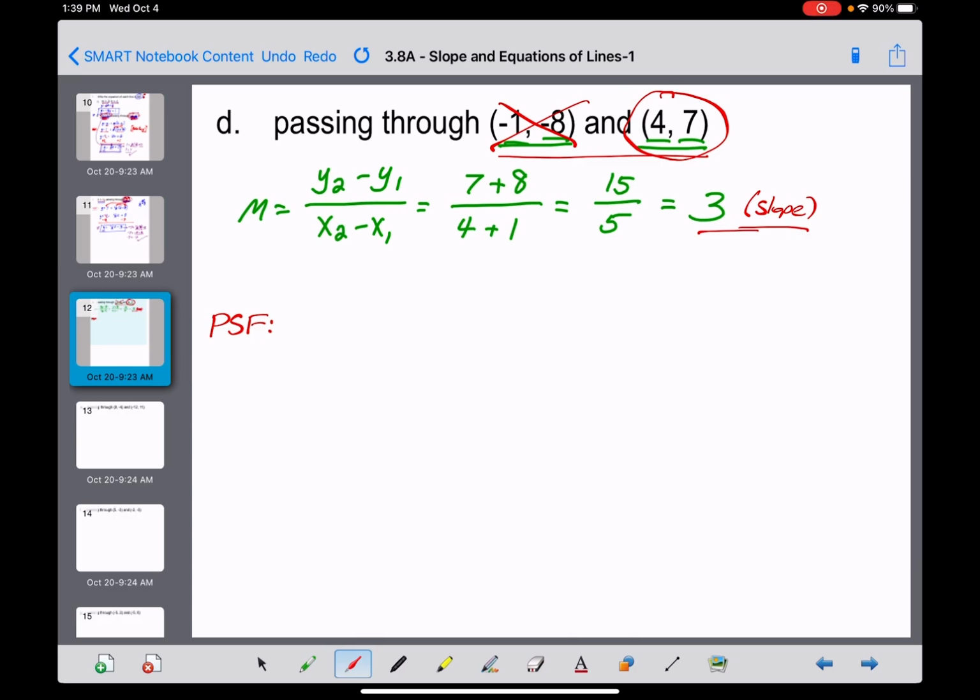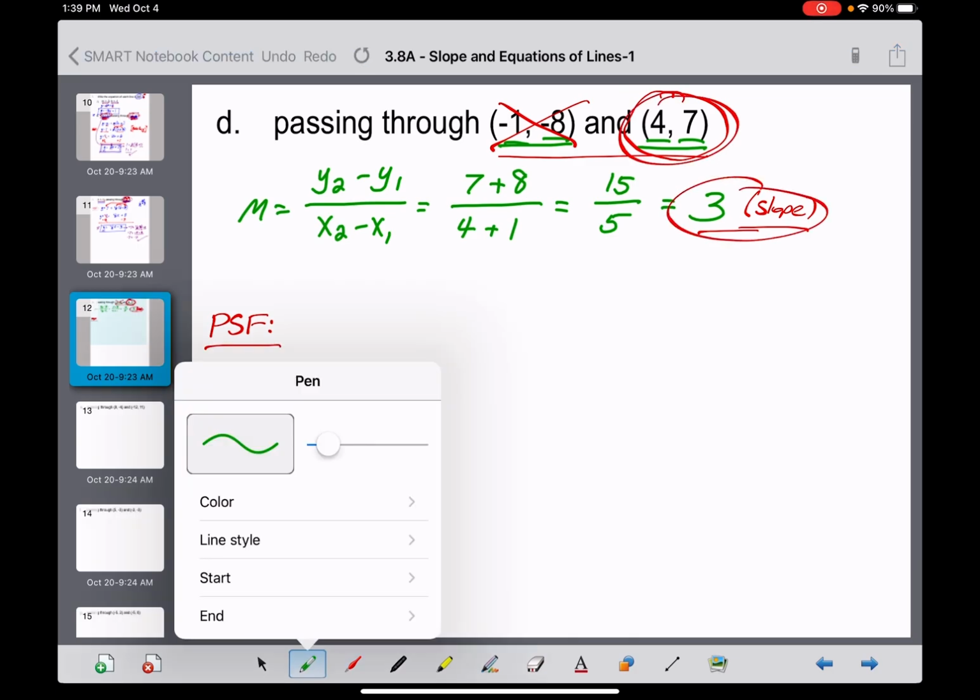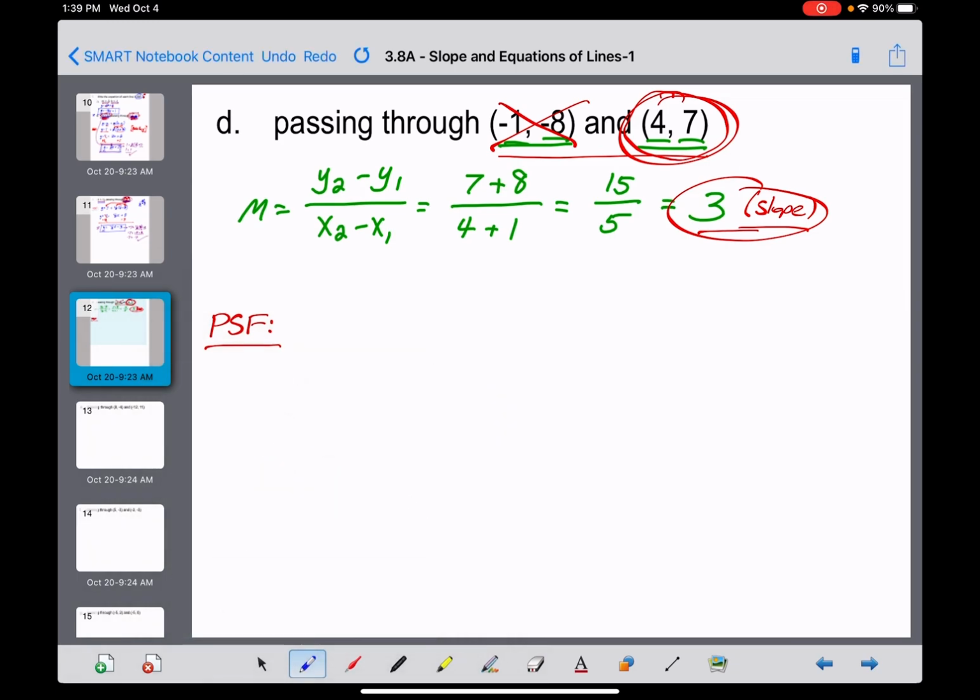So we're going to use this point and this slope to write our equation in point-slope form. Here goes. Y minus your y coordinate, which is 7, equals your slope, which is 3, and then in parentheses, x minus your x coordinate, which is 4. So there's your equation in point-slope form.